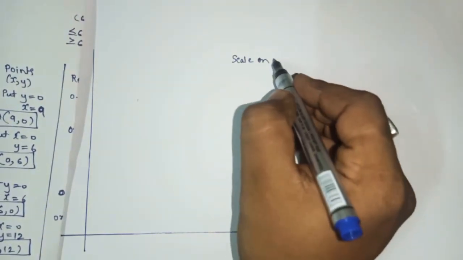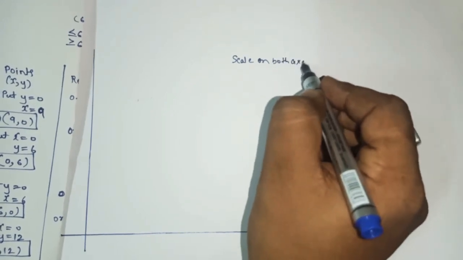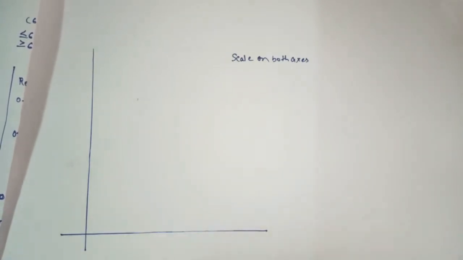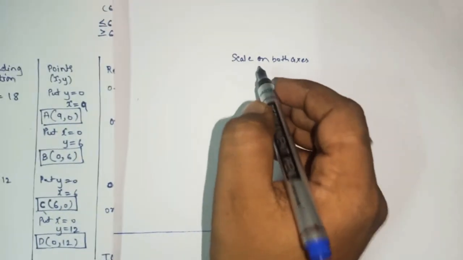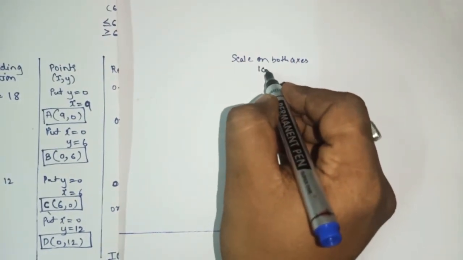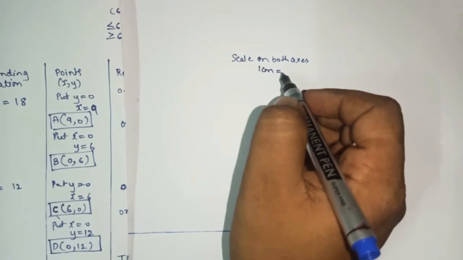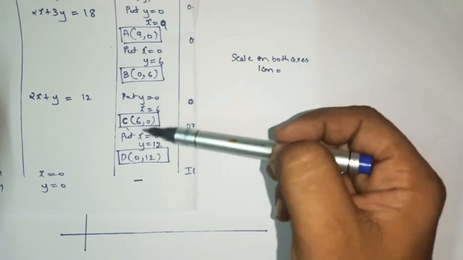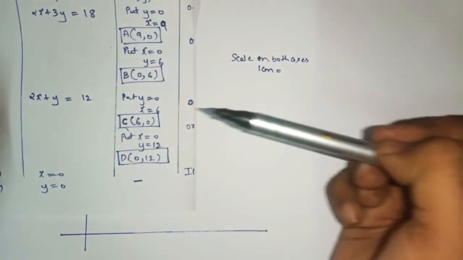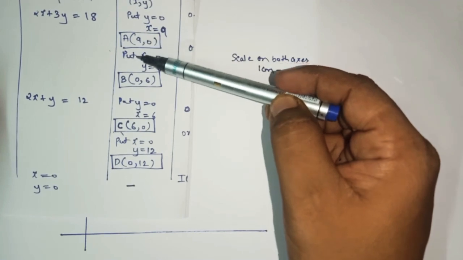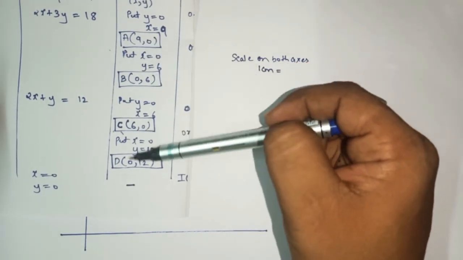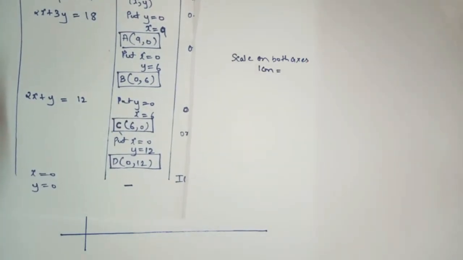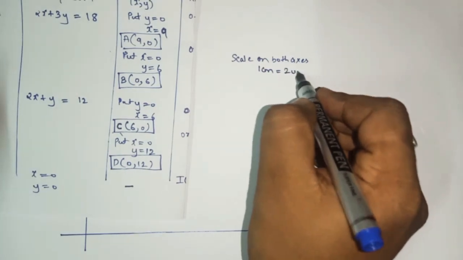So scale on both axes. Now it is up to you. You can take 1 centimeter, you can take 2, you can take 3 also. For this sum I will take 1 centimeter equals to, scale on both axes. Clearly we can see that here we have a single digit and here we have a double digit. Just focus on the x part, the x coordinates 9 and 6. So what is the highest value here? It is 9, and 6 also is there. So we'll take 1 centimeter equals to 2 units.